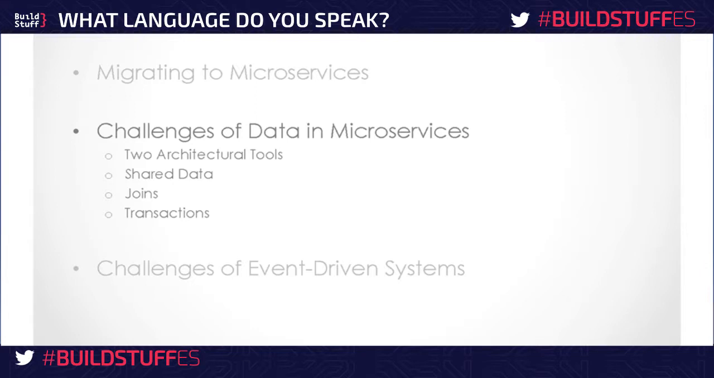Yeah? Cool. So I'm going to start with talking about 2 architectural tools that we're going to use in our toolbox to solve the problems. One that I'll call systems of record, another one that I'll call events, and then we'll go through some of the common things that we want to have. Again, shared data, joins, and transactions. Okay? Cool. All right, so let's talk about those 2 architectural tools we would like to add to our toolbox.